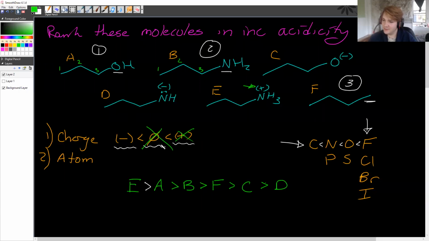Does this make sense? This is the kind of logic that you really have to be playing with yourself: you just go through what the rule says. The rule says that positive is best first. We'll go through all your positive molecules, then go through all your neutral molecules, then go through all your negative molecules.